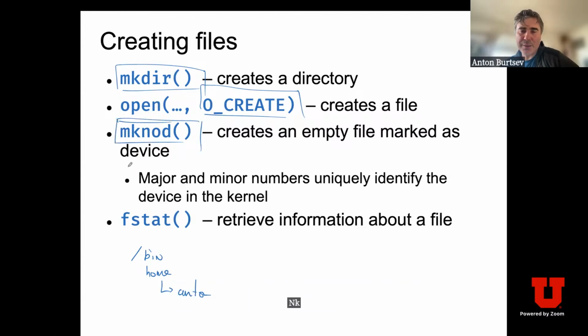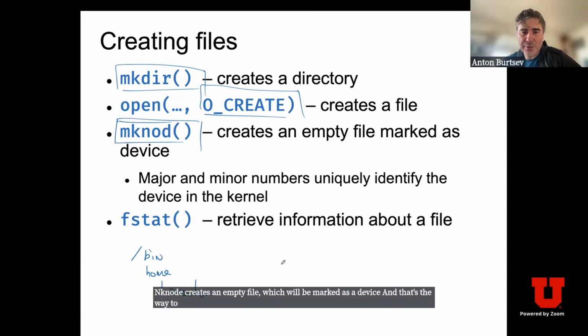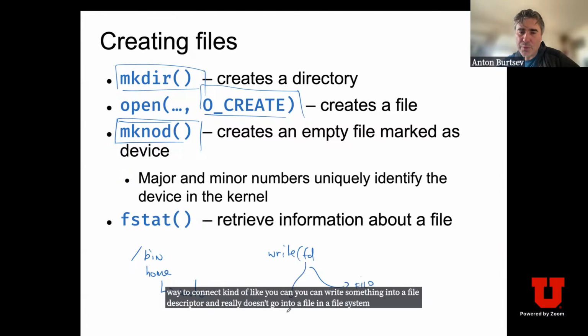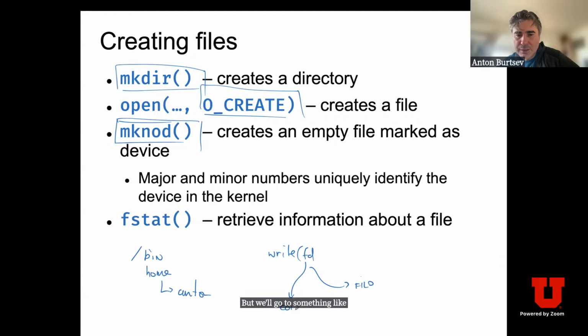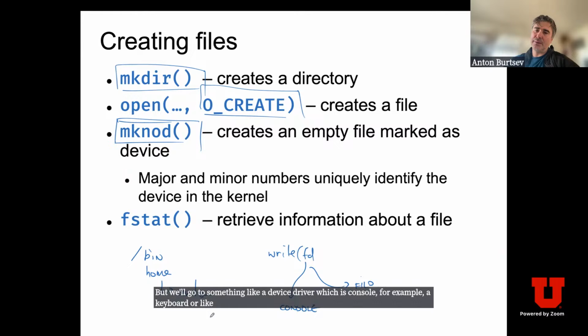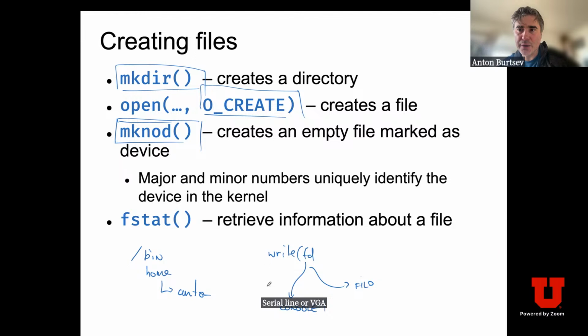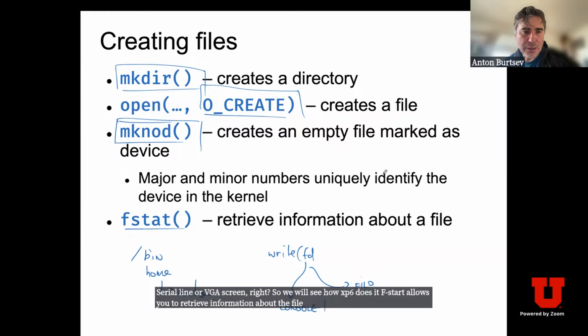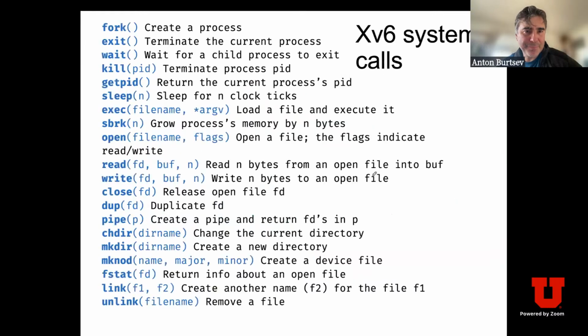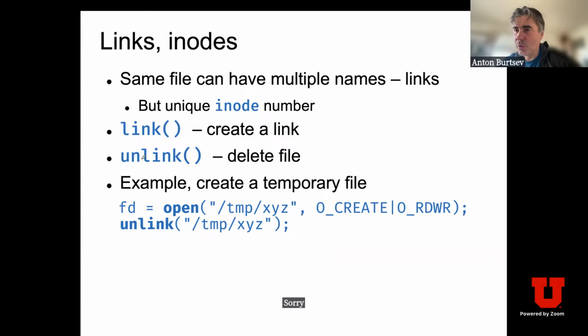mknod creates an empty file, which will be marked as a device. That's the way to connect things: you can write something into a file descriptor, and really it doesn't go into a file in a file system, but goes to something like a device driver, for example the console, like keyboard or serial line or VGA screen. We'll see how x86 does it. fstat allows you to retrieve information about the file. We'll talk all about it.